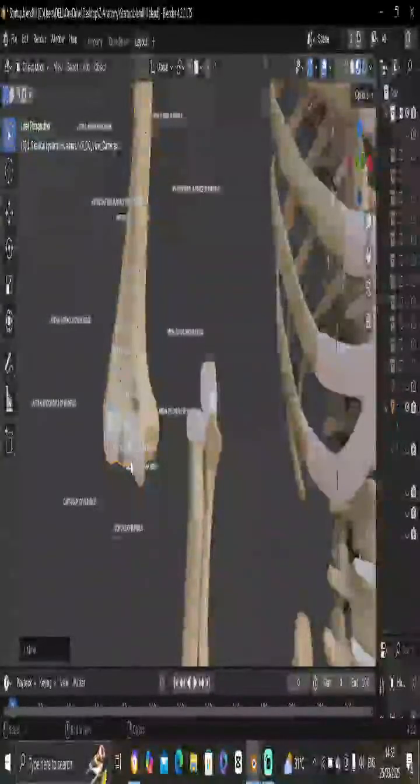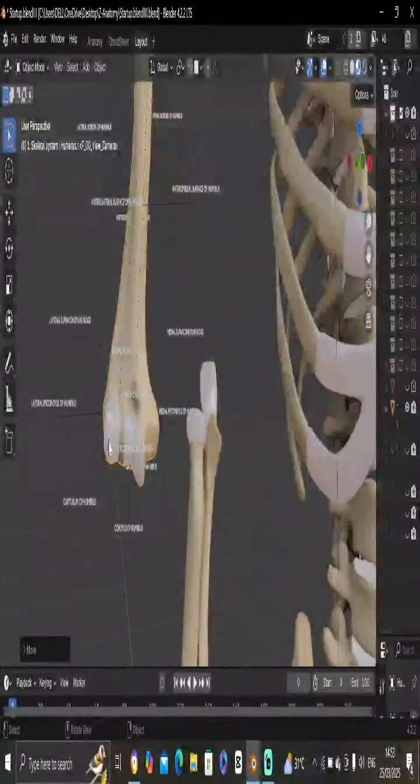Now these two together are known as the condyles of the humerus. Just above that, we have the epicondyles. So we have the condyles, which have been modified into the capitulum and the trochlea. Then just above that, we have the epicondyles. We have the lateral epicondyle and the medial epicondyle.